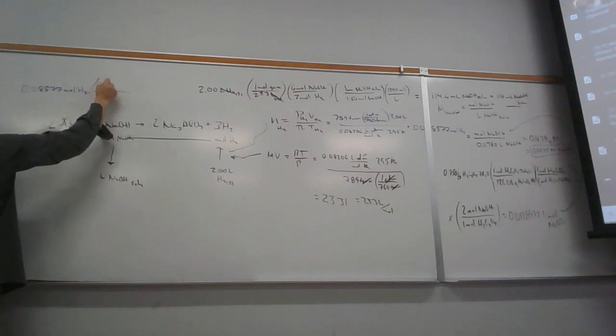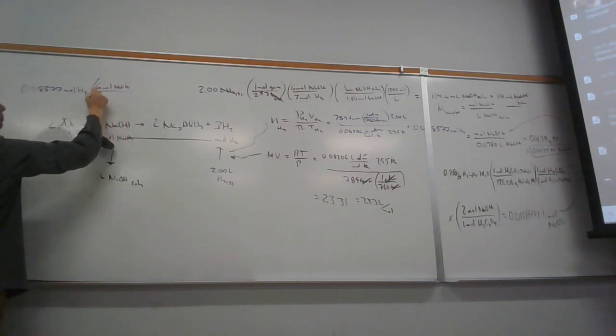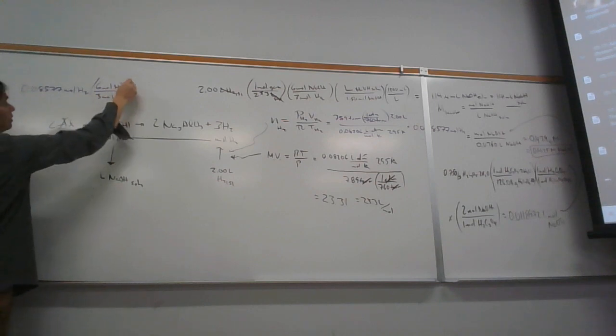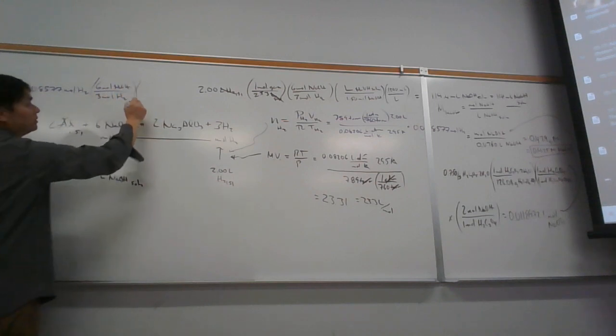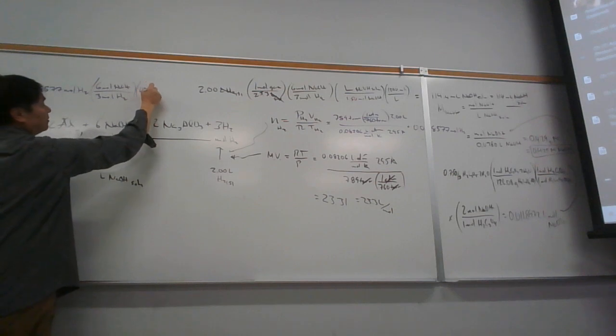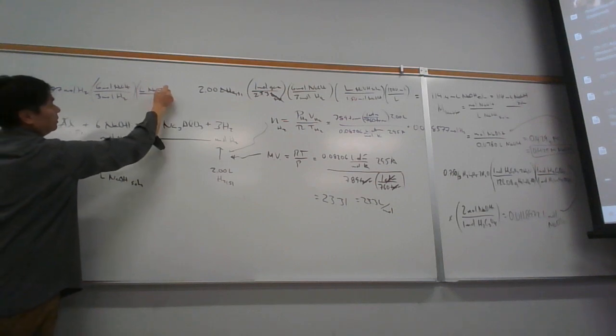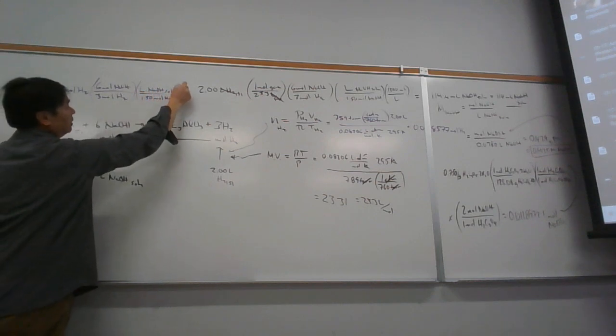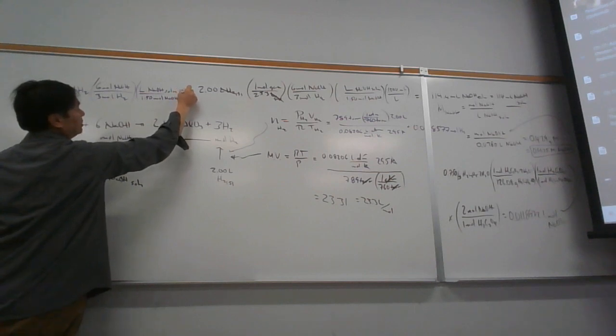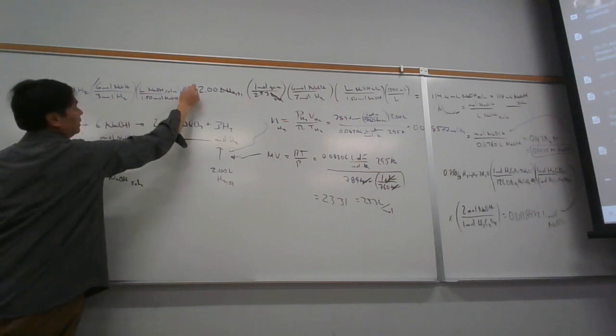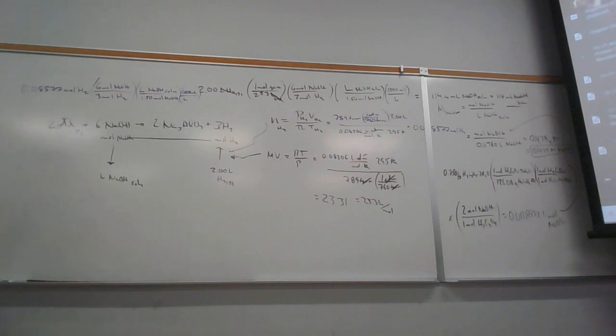6 moles of sodium hydroxide for 3 moles of hydrogen. And then convert that into liters of sodium hydroxide solution. A liter of sodium hydroxide solution contains 1.50 moles sodium hydroxide, and then convert that to milliliters, 1,000 milliliters per liter. And so times 6 divided by 3 divided by 1.5 times 1,000.